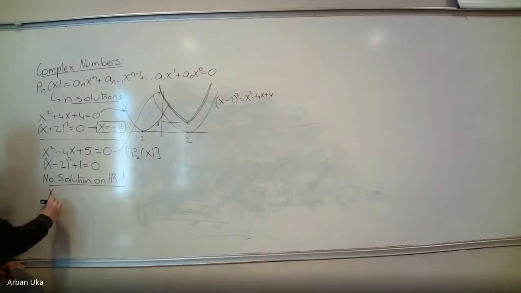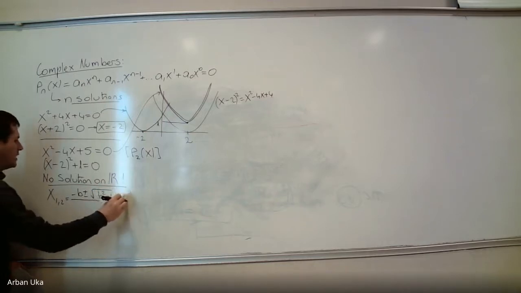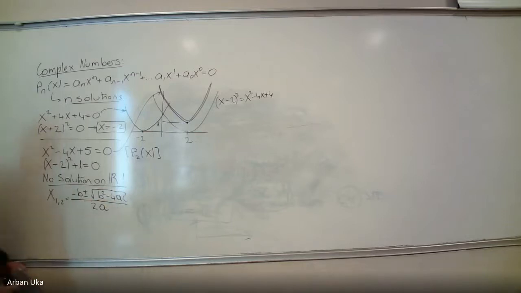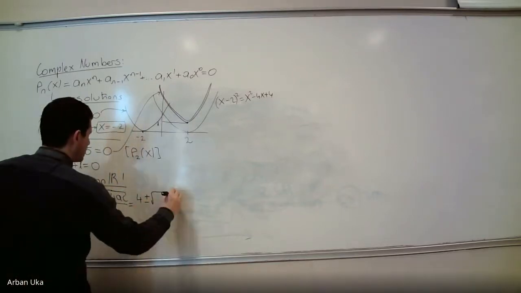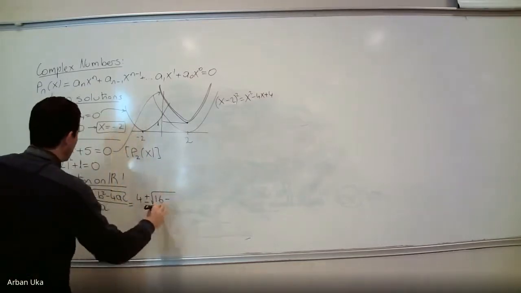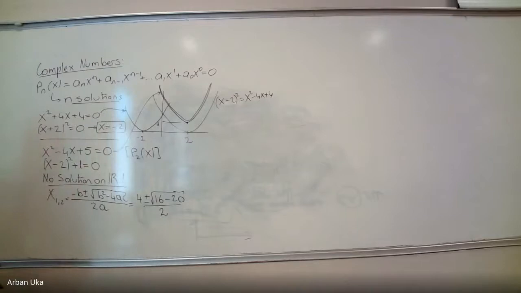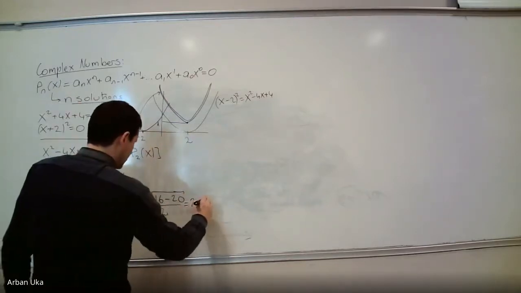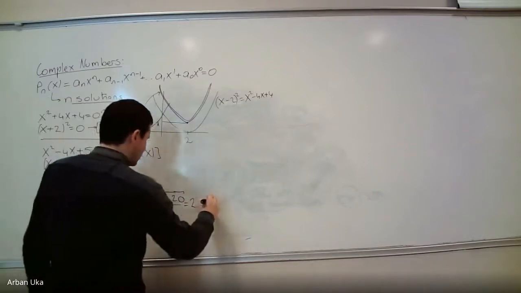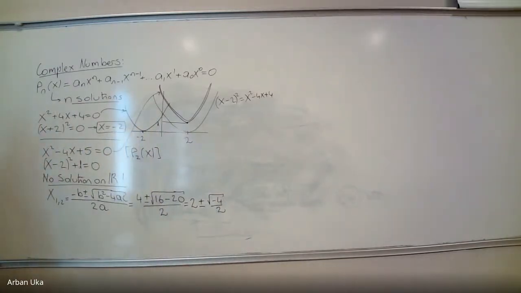To find x1 and x2, we can use the general formula: minus b plus or minus the square root of b squared minus 4ac, divided by 2a. If we substitute the respective values, we get minus b, which is 4, plus or minus the square root of b squared, which is 16, minus 4ac, which is 20, divided by 2a, divided by 2. Then 4 divided by 2 is equal to 2, plus or minus the square root of minus 4, divided by 2 again.